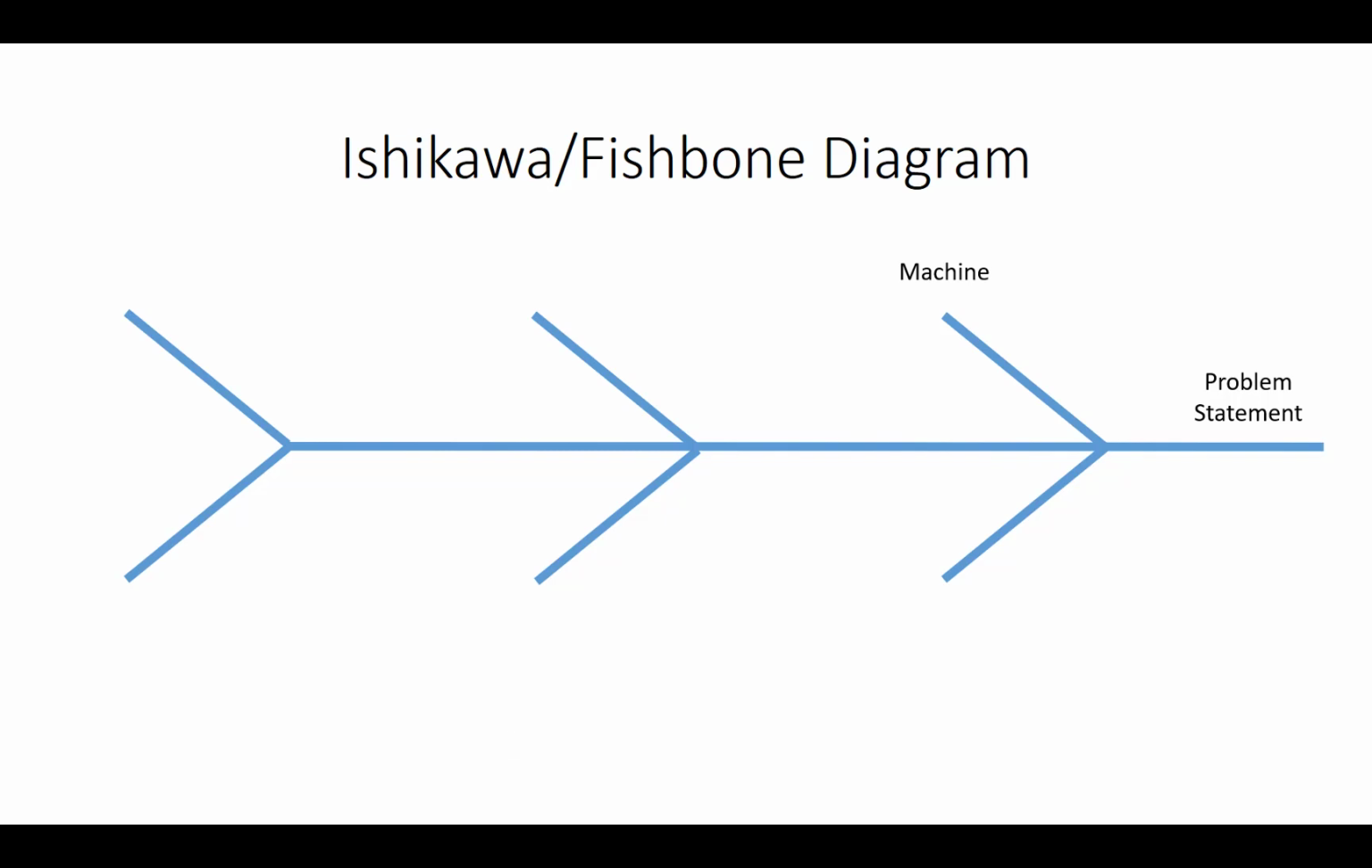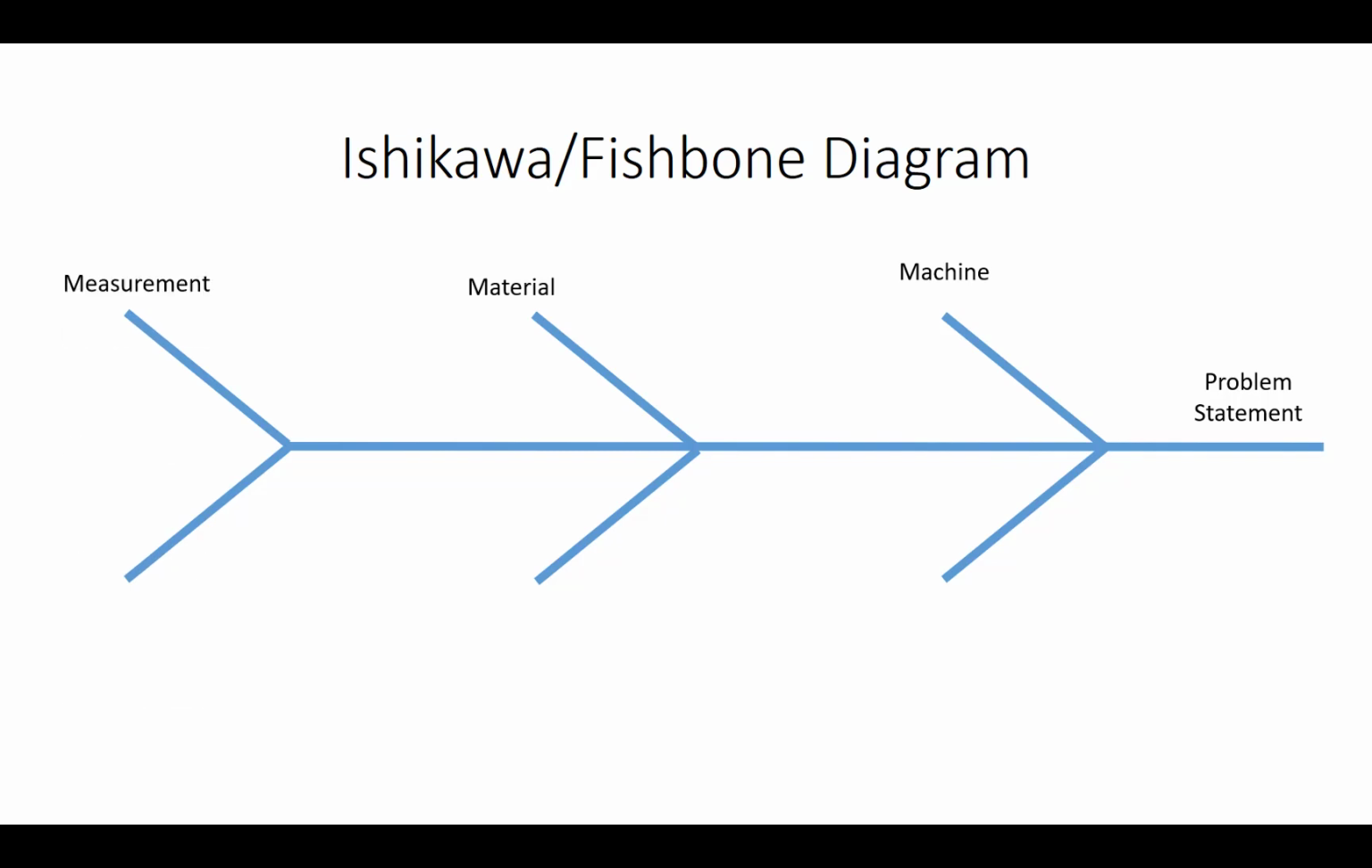What is it? Next one is material. So what sort of material problems do we have? Is our raw material coming in outside of our specifications? Did we change materials? Was someone selecting the wrong material to enter our process? Was the material itself too hot, too cold? Those sorts of things.